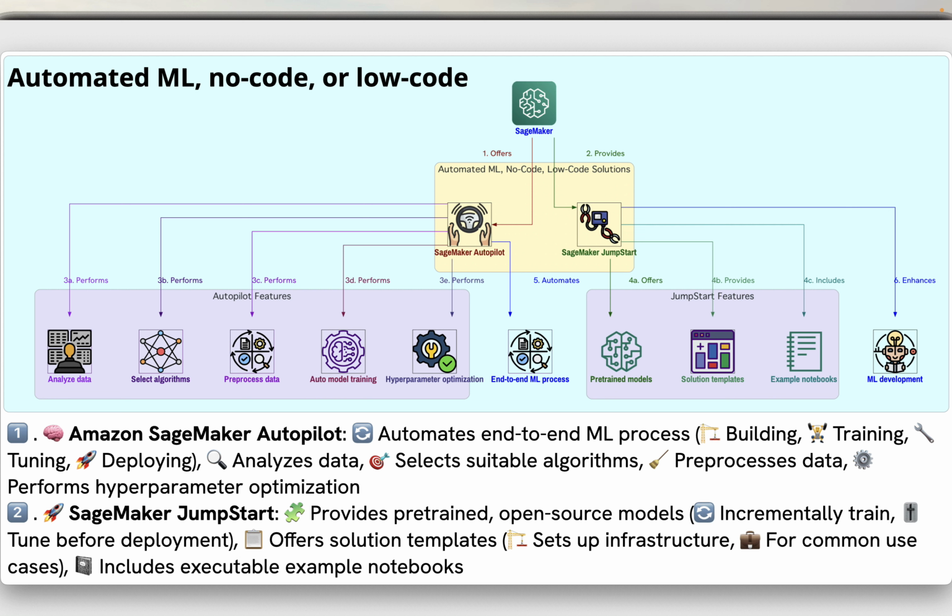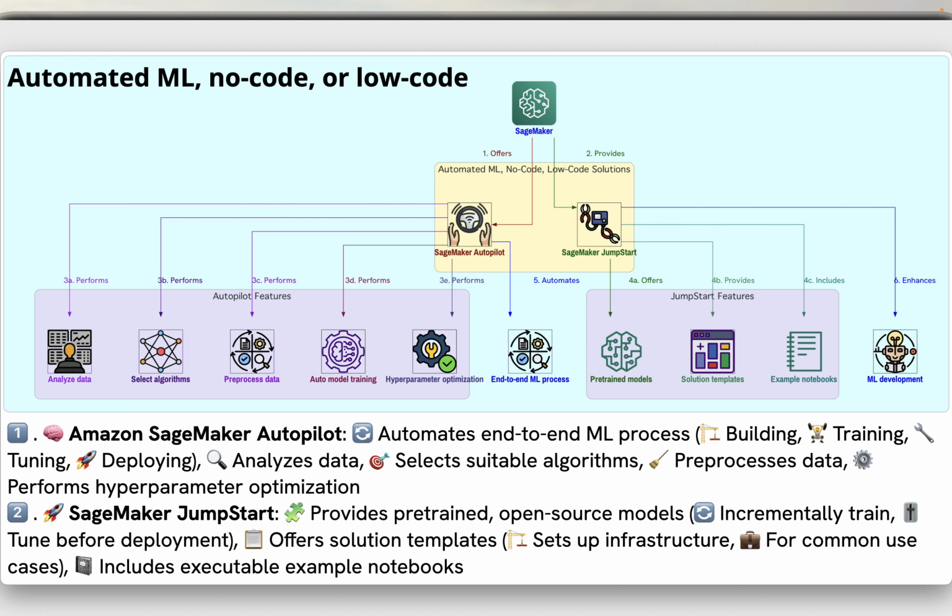Next is JumpStart. SageMaker JumpStart provides pre-trained open source models for a wide range of problem types to help you get started with machine learning. You can incrementally train and tune these models before deployment. JumpStart also provides solution templates that set up infrastructure for common use cases and executable example notebooks for machine learning with SageMaker.